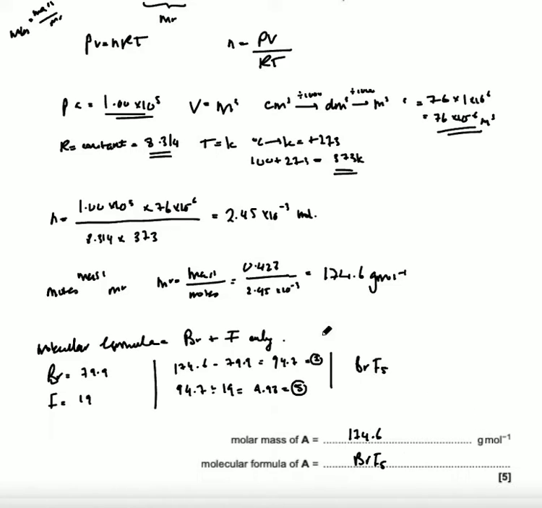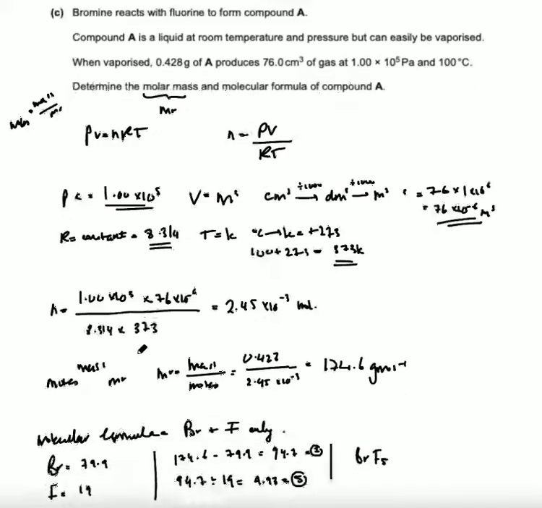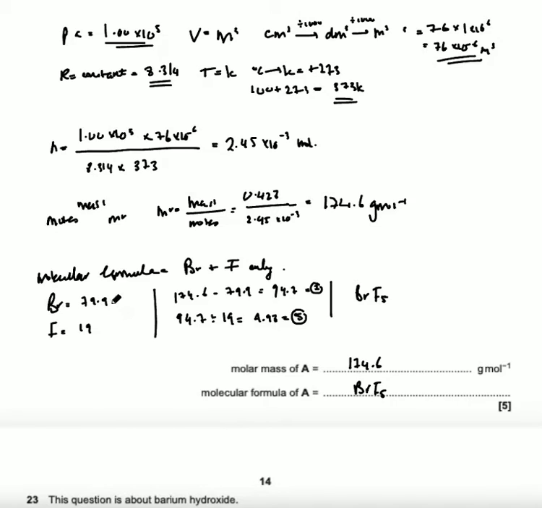Right. Now the molecular formula. Whenever they ask you to work out a molecular formula using these types of questions, it's always trial and error. So you're just going to have to keep on subtracting until you find the correct answer. But to make it easier, we know that bromine reacts with fluorine to form compound A. Therefore, compound A must contain only fluorine and bromine. So we're going to write the relative atomic mass of bromine and fluorine. From the periodic table, 79.9, and we have 19.